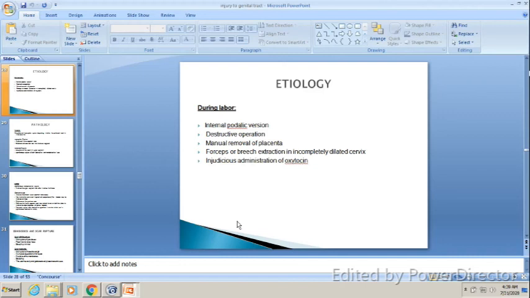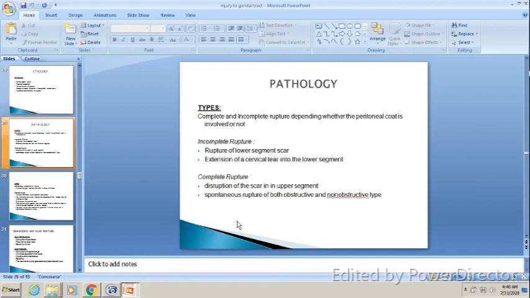Forceps or breech extraction in an incompletely dilated cervix. Injudicious administration of oxytocin. Types: complete and incomplete rupture, depending on whether the peritoneal coat is involved or not. If the peritoneal coat is involved, it's complete rupture. If not, then incomplete. Incomplete rupture is more common in rupture of lower segment scar, and extension of a cervical tear into the lower segment, as we have learned in the perineal tear.